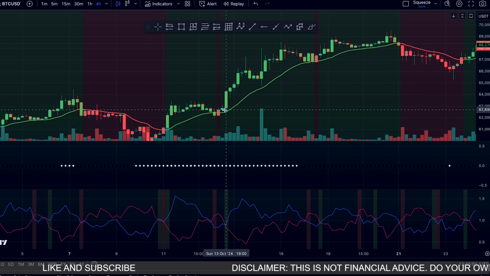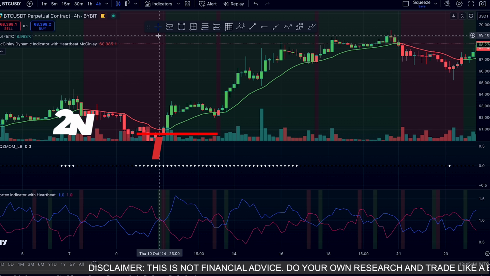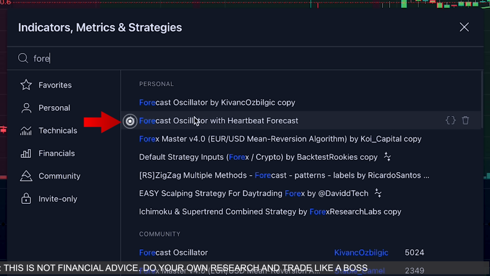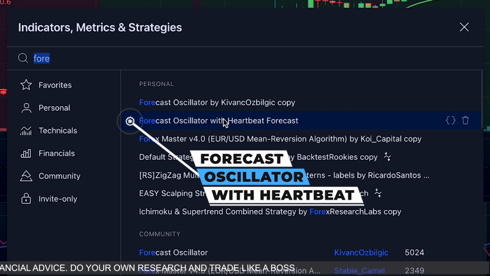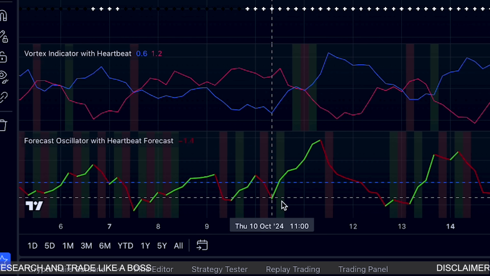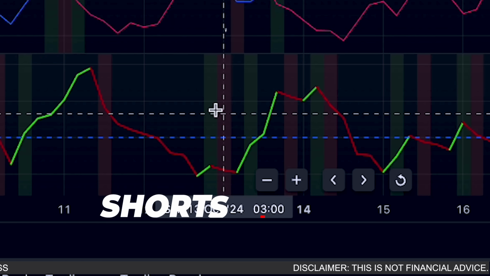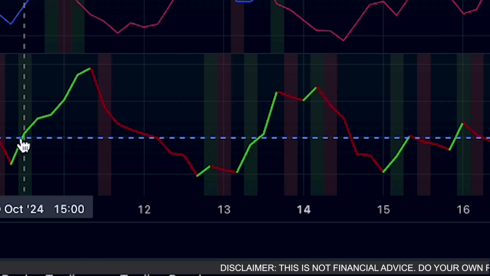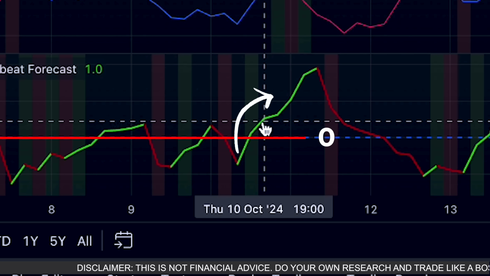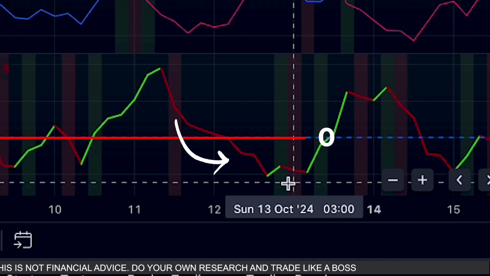That is our first confirmation indicator, and as you can see, it looks pretty good at predicting movement if we just look at this entry just here. The next indicator we're going to be adding is our second confirmation indicator, and that indicator is the forecast oscillator with heartbeat by David Tech. This one just here. We're going to be using this indicator in the same sort of way as the Vortex. When the background goes green, we're looking for longs. When the background is red, we're looking for shorts. This works very simply. When the forecast oscillator is above the 0 and going upwards, we're looking for longs, and when below 0 and going downwards, we're looking for shorts.